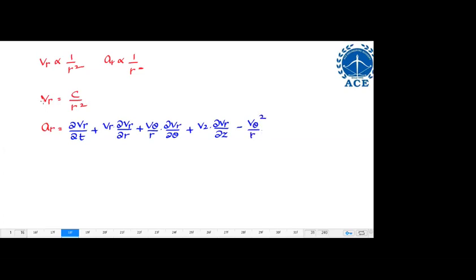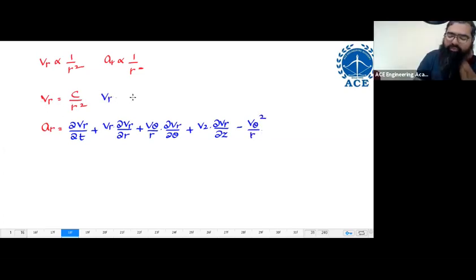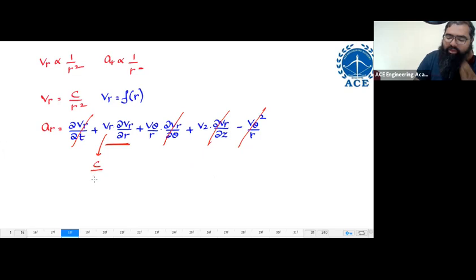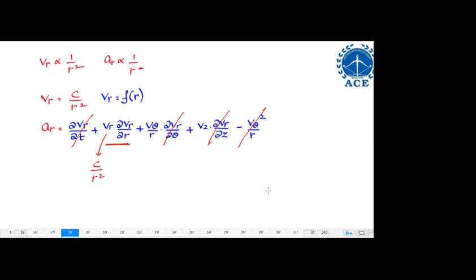Now you see this Vr is a function purely of r. If it is a function purely of r, every other term will get cancelled. V theta is not defined, therefore V theta is also cancelled out. If V theta were defined, we would have kept it, but it is not defined here. Now only this term remains. So what do we get? C upon r square times minus 2C upon r cube, which gives 1 upon r cube. Yes sir, got it.